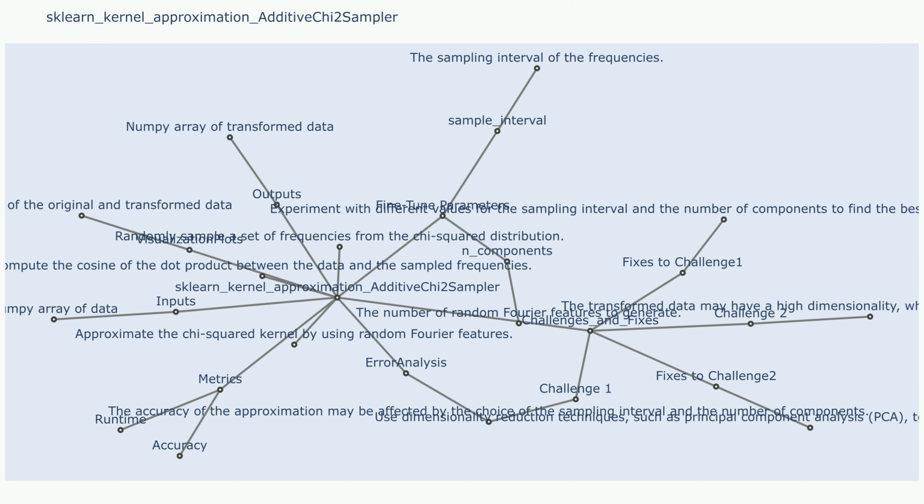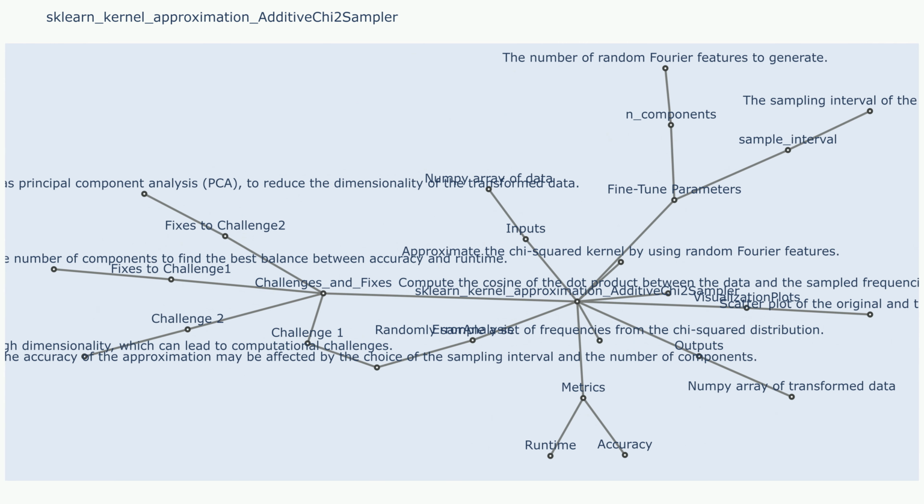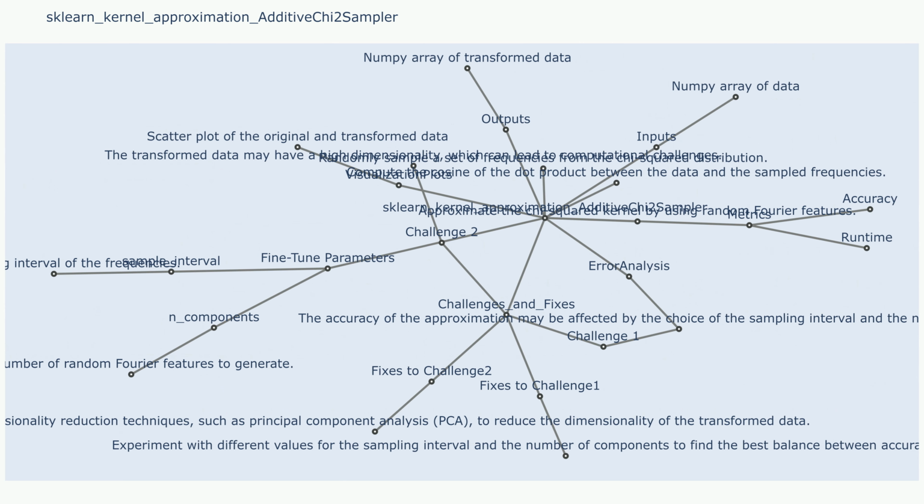Uncertainty methods. Bootstrap: use resampling to estimate the variability in the approximation. Bayesian methods: introduce prior distributions over the parameters of the approximation model and use Bayesian inference to estimate the uncertainty. Challenges and fixes. Challenge 1: choosing the optimal number of components.